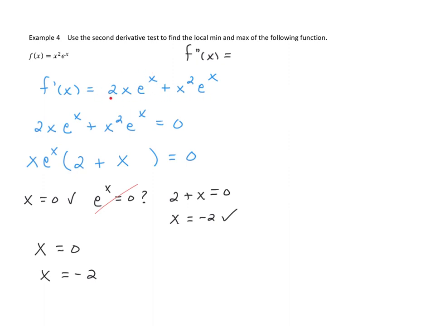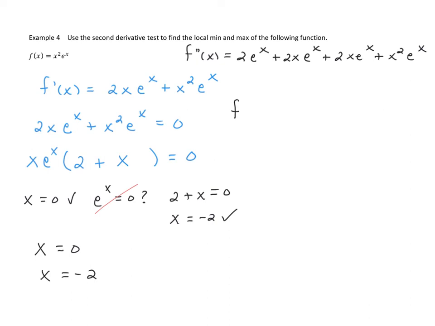So I'm taking the derivative of this thing. I'll start here. The derivative of 2x is just 2, then times e to the x. I add on the 2x times the derivative of e to the x, which is just e to the x. And then I add on the derivative of x squared e to the x. Well, the derivative of x squared e to the x is actually this entire thing again, so I'm just going to copy this whole thing down. So we get 2x e to the x plus x squared e to the x. Okay, here it is. That's the second derivative.